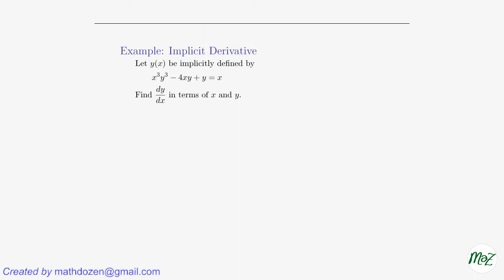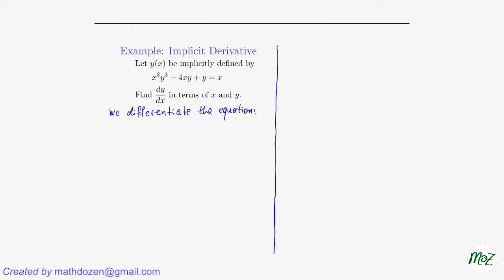Let's work on another example. Let function y of x be implicitly defined by x cubed y cubed minus 4xy plus y equals x. And we'd like to find dy over dx in terms of x and y. We're going to solve this problem using implicit differentiation.